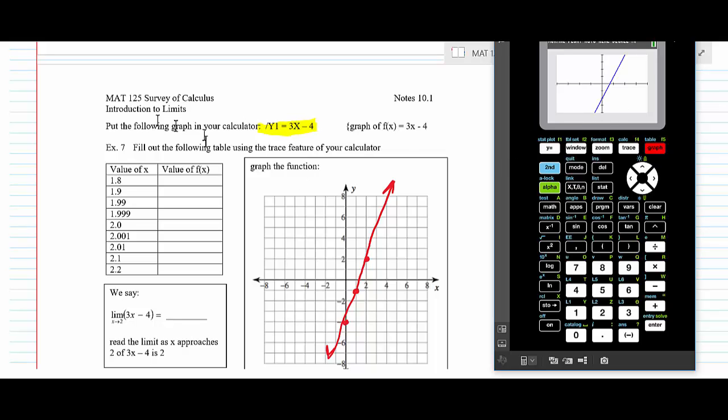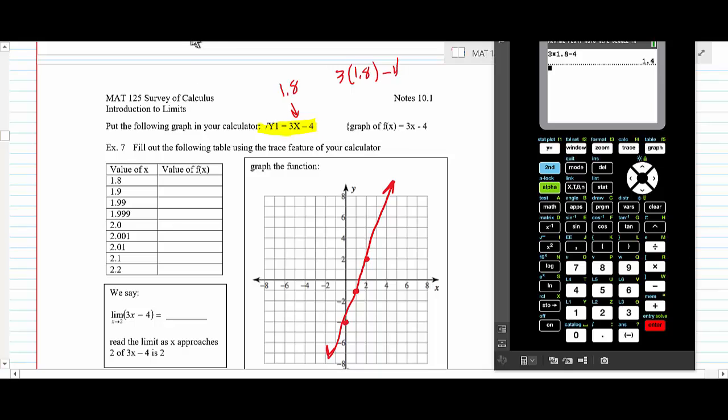Now, what we're going to do is fill out this table of values, okay? And there's a reason why we're doing this. So we're going to do 1.8. Now, what we're really doing is if we plug in 1.8, we're doing 3 times 1.8 minus 4. We're going to do this in a very fast way, though, because I don't know if everybody knows how to do trace or not, but you could do 3 times 1.8 like that, and then minus 4, and we're going to find that corresponding y value, and then let's just record that as 1.4, okay?